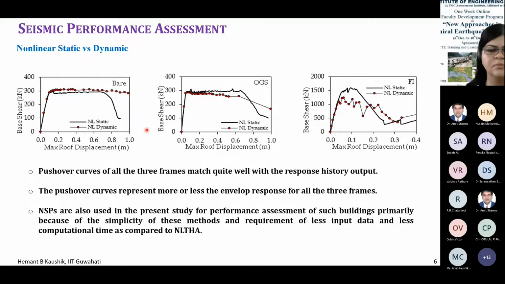So just to let you know that we validated the results with the nonlinear static analysis also, and they are more or less matching, but the difference here was expected. The pushover analysis will always give you more results in case of stiffer frames, and that is very obviously displayed here.